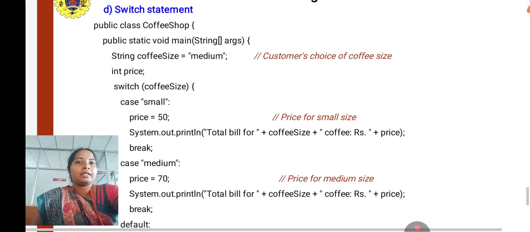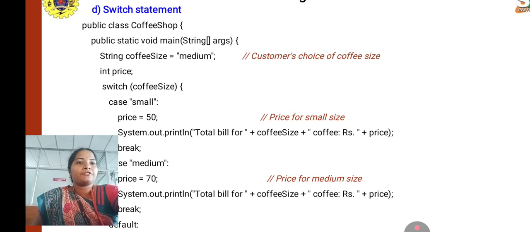So see, here is a program. Public class CoffeeShop. Public static void main(String[] args). So we all know CoffeeShop is the class name mentioned here. String coffeeSize = "medium". So I have declared a variable as coffeeSize and medium as its value. Int price, the price for that coffee. So price is a numerical value, so I have given an integer data type.